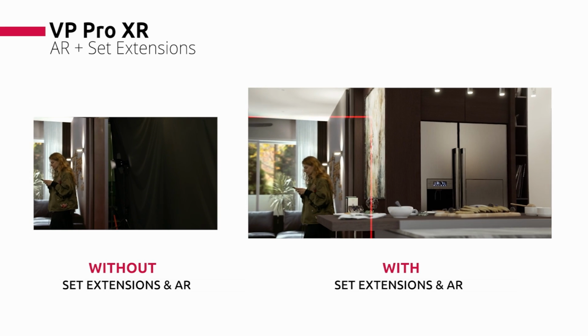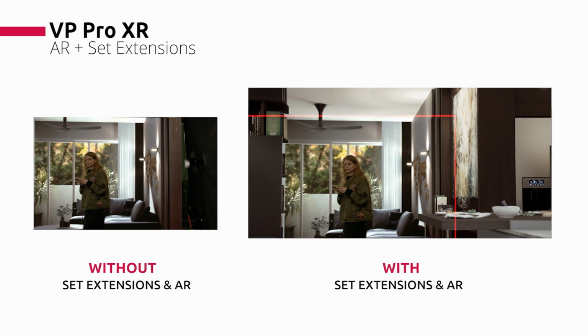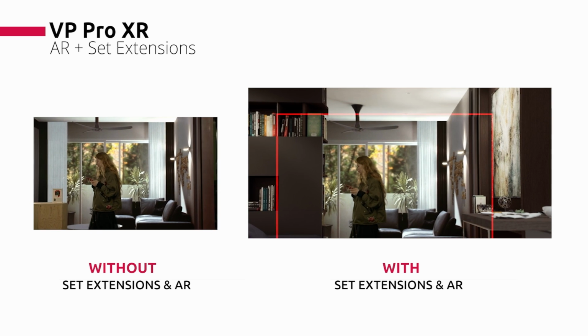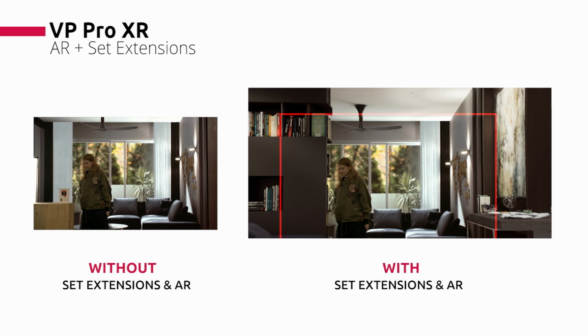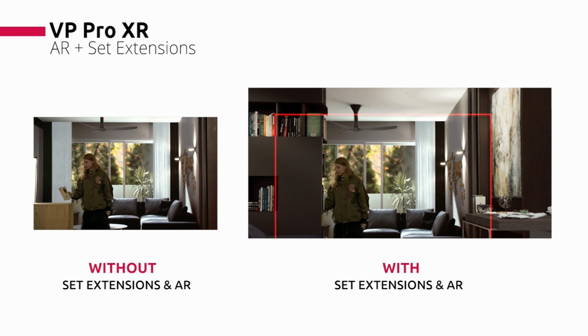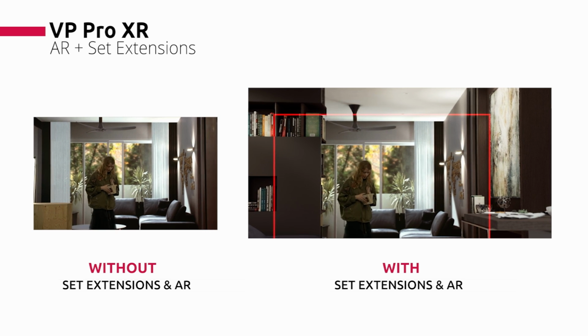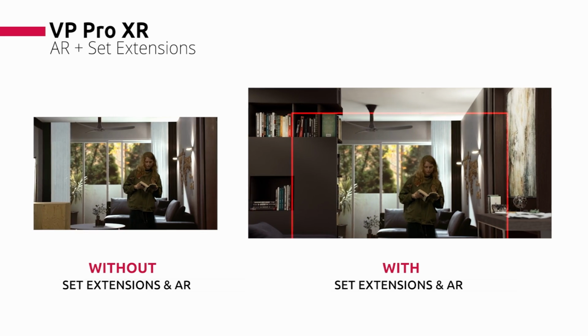Here's the same scene in 2 versions. The one on the left has no set extensions or AR. The one on the right has both set extensions and AR. Notice how the one on the right creates the illusion of a much larger set, and how the additional AR element creates the illusion of a bookshelf.